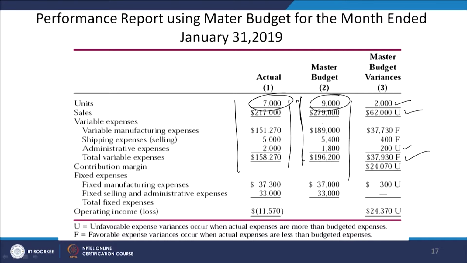So, this is the master budget information, this is the actual performance, and these are the variances we have calculated here. Because we have two different levels, the master budget is for 9,000 units and actual performance is for 7,000 units. So, proper comparison is not possible, and finding out the variances will also not be the right thing in this kind of scenario.